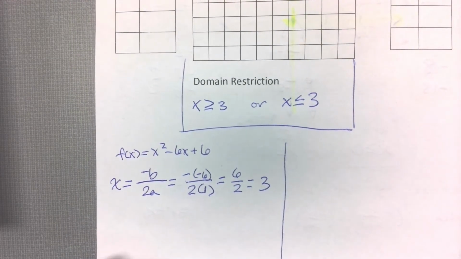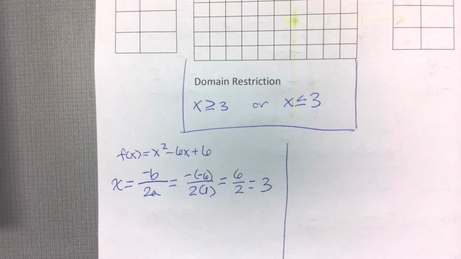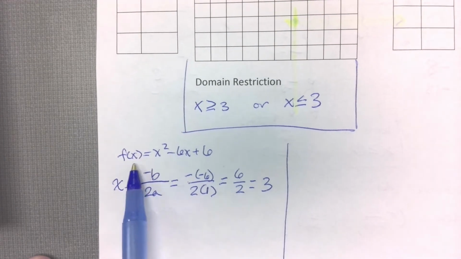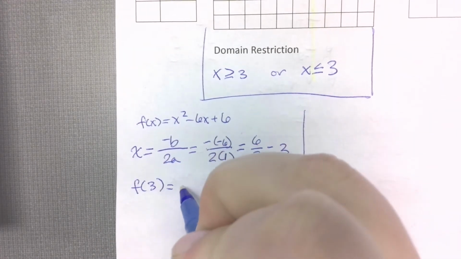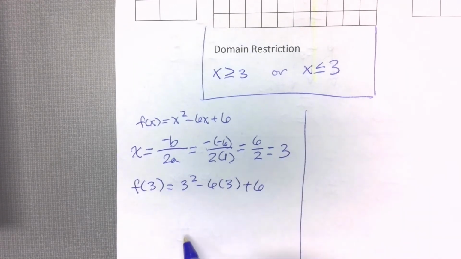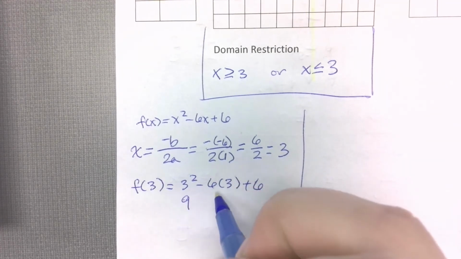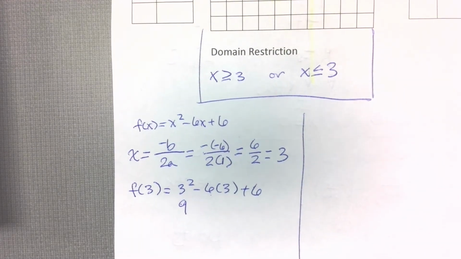How do I find the y coordinate? How do I figure out what y is? Just plug this into this equation. That's it. Evaluate. So plug it in. All right. What's 3 squared? 9. What's -6 times +3? -18.